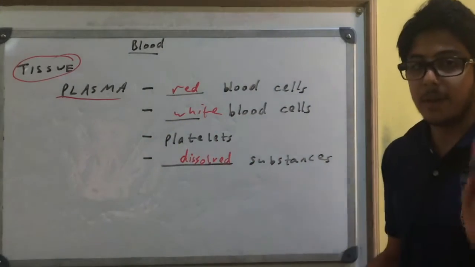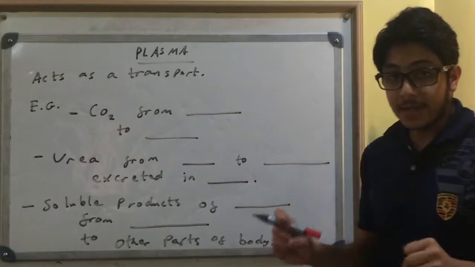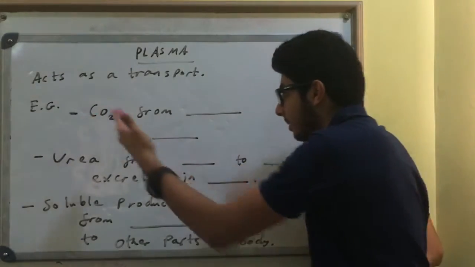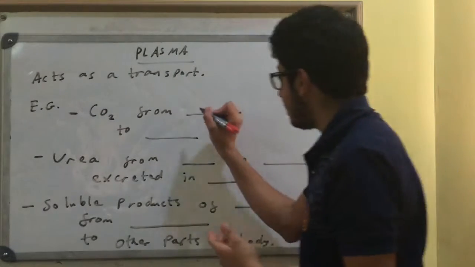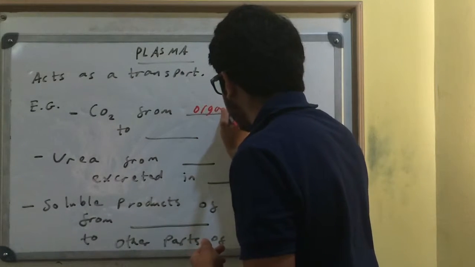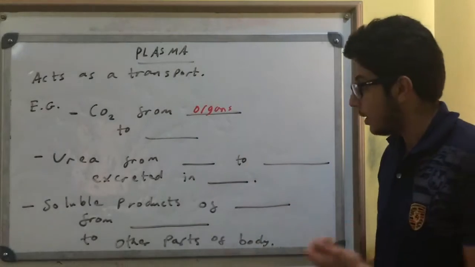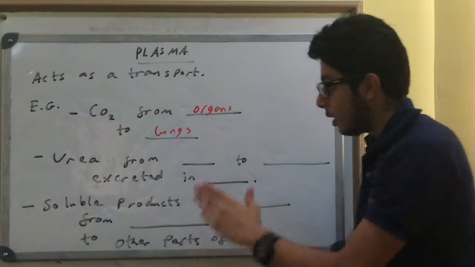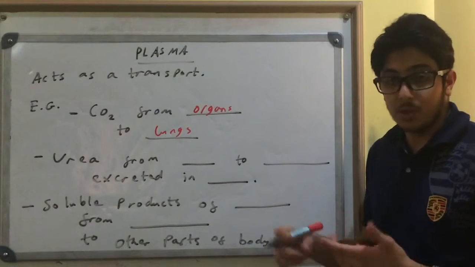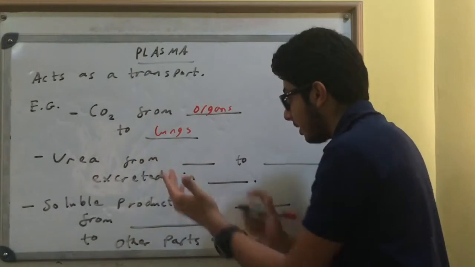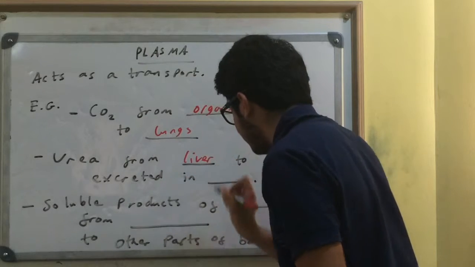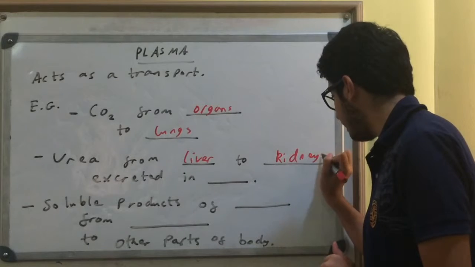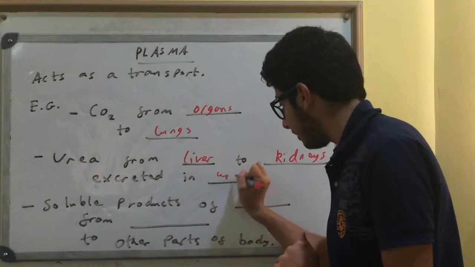So let's look at plasma. Your plasma acts as a transport. Things are transported in the plasma of your blood. For example, carbon dioxide, from where it is produced in your organs. Remember when your cells go through aerobic respiration, to the lungs, where it can be breathed out. Urea. We looked at urea in a previous video about the kidneys. It is transported from the liver, remember, from the breakdown of amino acids, to, you guessed it, the kidneys, where it is excreted in the urine.